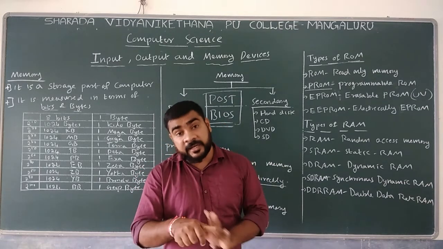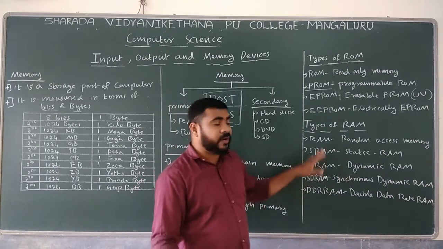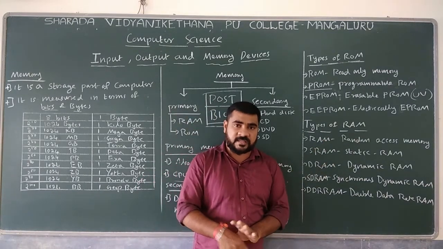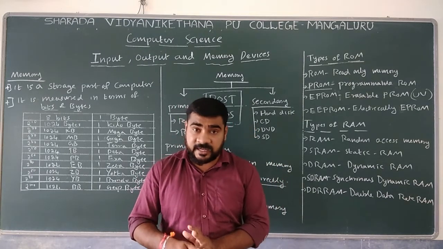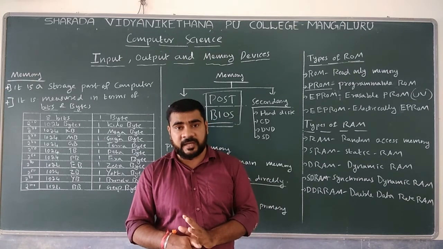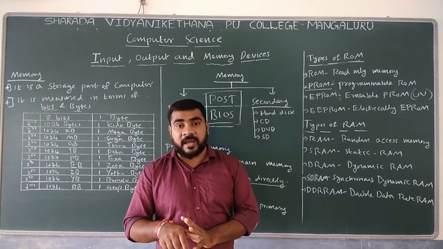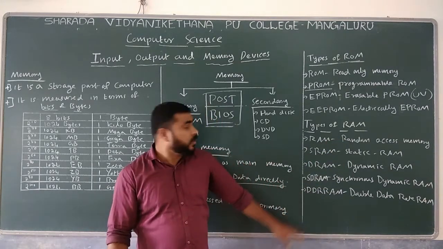You can see that one: double data rate random access memory. These are the different types of RAM devices: RAM, SRAM, DRAM, SDRAM, and also DDR, double data rate random access memory. So these are the different types of RAM devices.